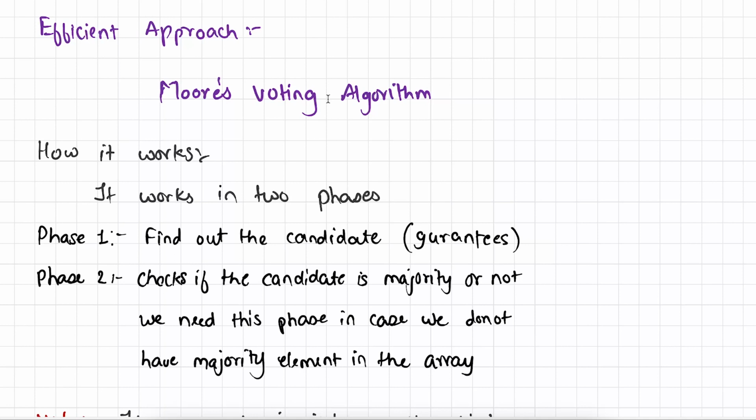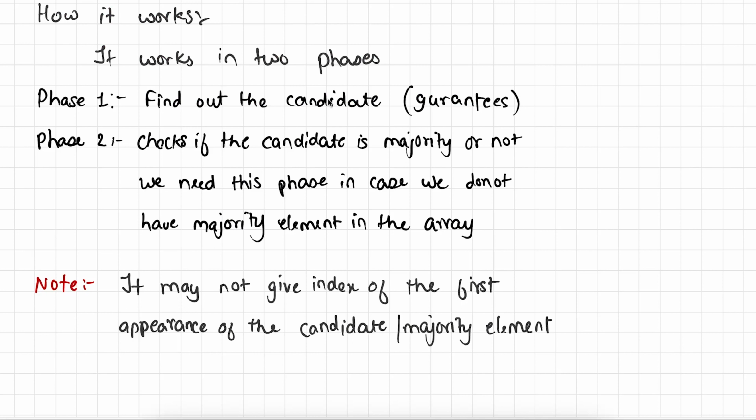And the second phase is just another check over the candidate. It checks whether the candidate found out by phase 1 is the majority or not. We only need this phase if our array does not contain a majority element, because in that case it might be possible that the first phase gives a candidate that is not in the majority. So one thing we have to note here is that Moore's voting algorithm may not give the index of the first appearance of the candidate or the majority element. Sometimes it may also give the middle index of the appearance of the candidate or majority element.